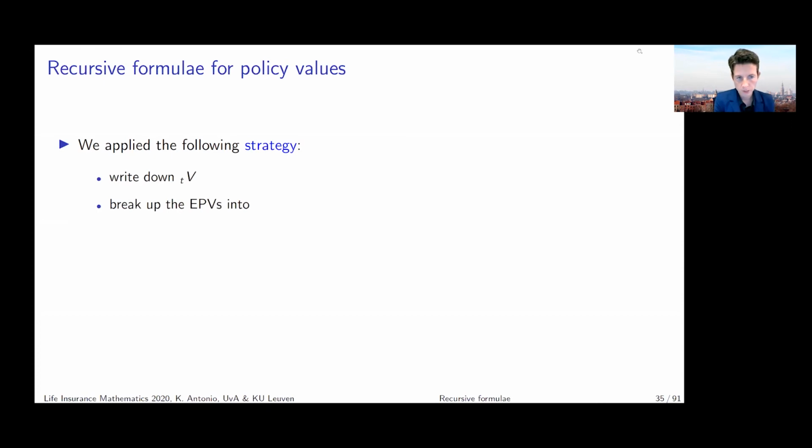We broke up this expression and the EPVs in this expression using what's happening in the first year, so the first year after time t. That means between time t and t plus 1. And what is happening in terms of EPVs from time t plus 1 on. So that's exactly what we did.